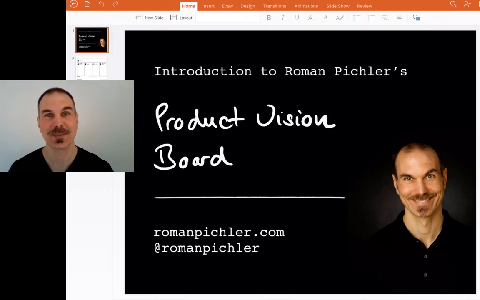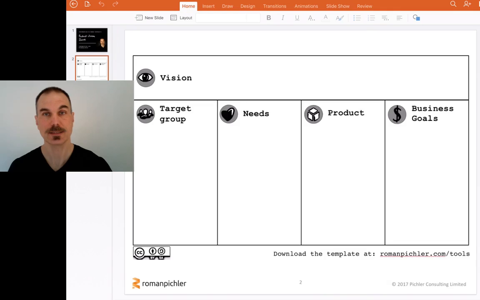Now I'd like to spend the next few minutes explaining how I use the product vision board, how I use the tool in order to capture the vision and the strategy of a product. So let's start by looking at the sections that it provides. You can see the 5 sections that the product vision board offers. Vision at the top, and then 4 sections underneath: a target group, needs, a product, and business goals. And those 4 sections really make up the product strategy, capture the product strategy.